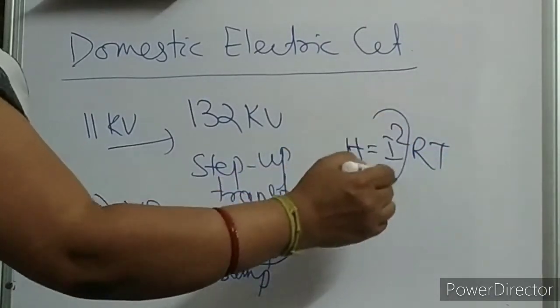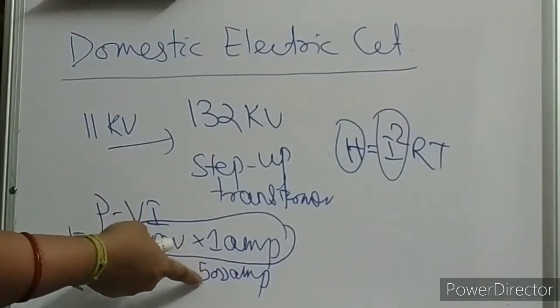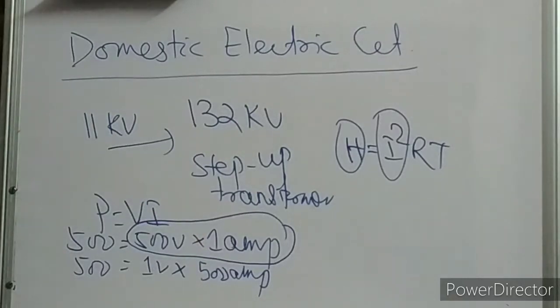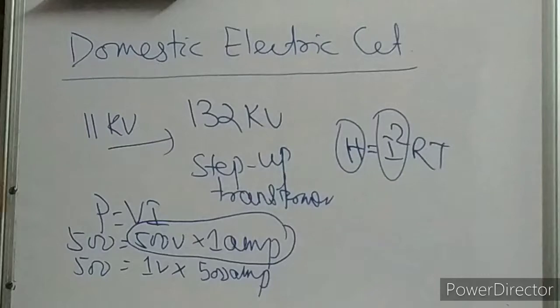If current is more, then more heat will be produced. If power transmission is done with more current, more heat will be produced, which means more energy will get wasted. So to avoid that, we don't want to lose energy, children. So we will use high voltage and low current using a step-up transformer. Hope I am clear why we are using a step-up transformer.